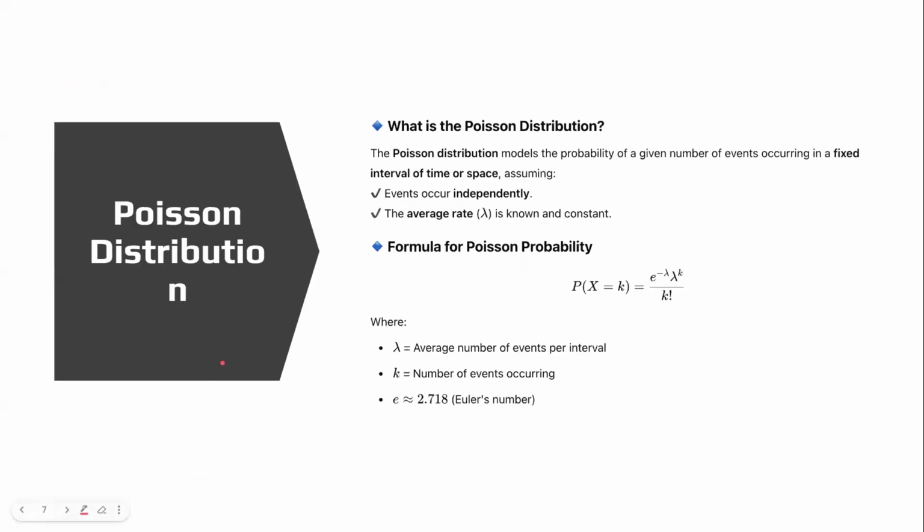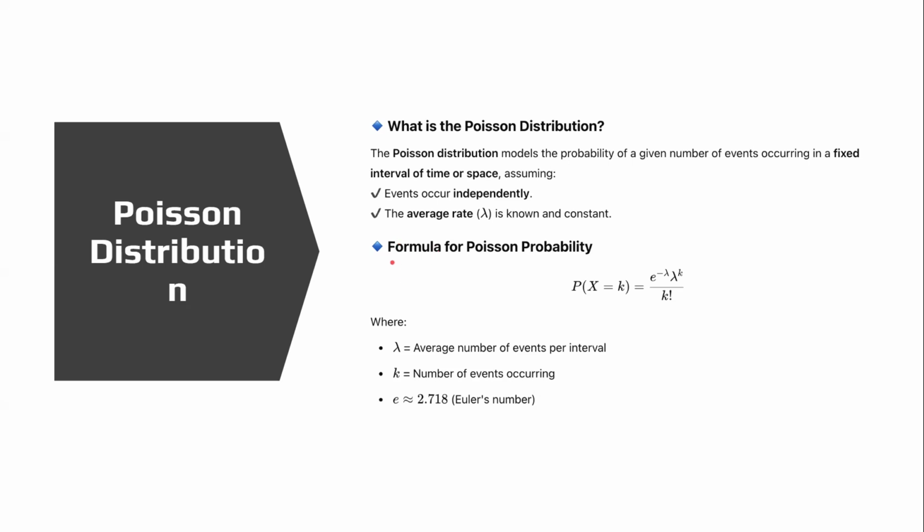Now let's talk about the next distribution, and the last distribution that we have for this session. This is the Poisson distribution. A Poisson distribution models the probability of a given number of events occurring in a fixed interval of time or space, assuming events occur independently and at a constant average rate. Lambda is known as the constant average rate.